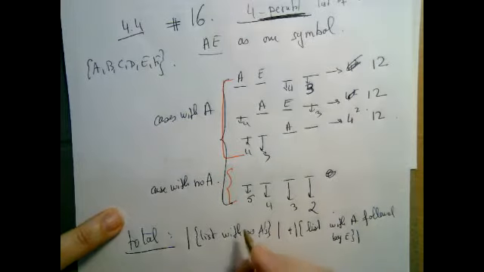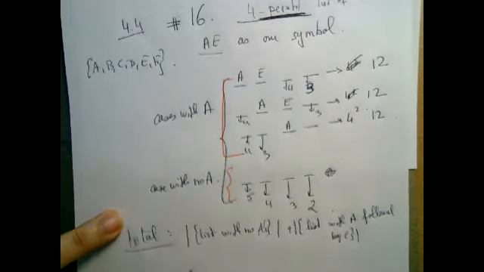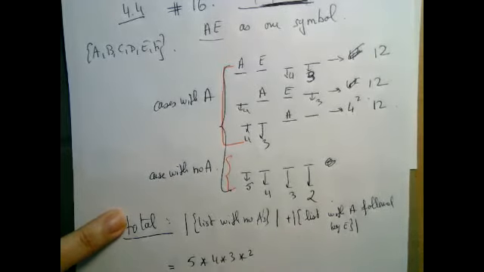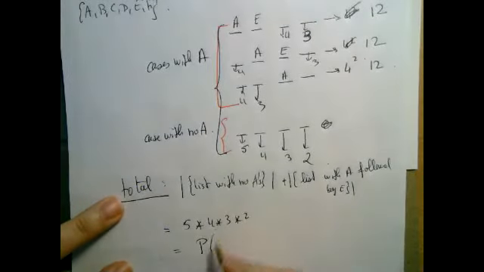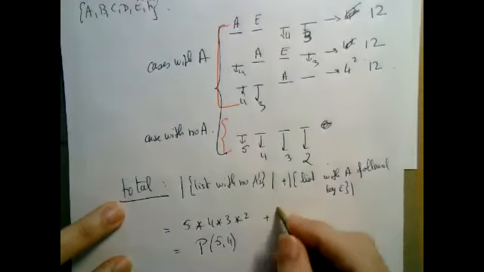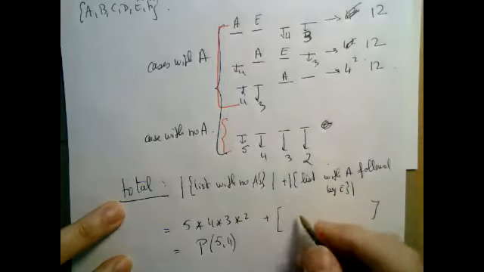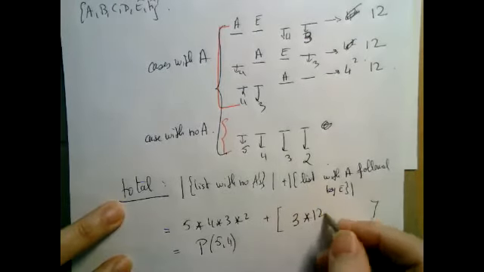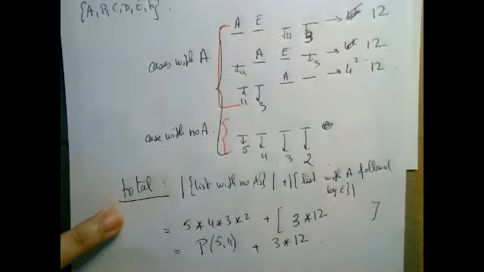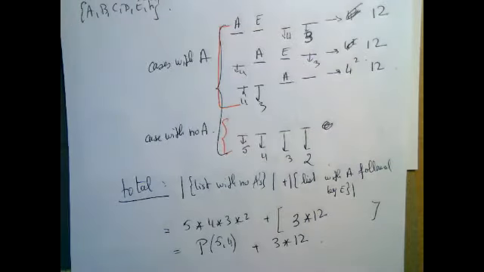With no A, that's a 5 by 4 by 3 by 2. Or if we use the word permutation, in this case we have a 4 permutation out of a set of 4 elements. The other one is just a sum of stuff. So it's going to be 3 times 12, plus 3 times 12. And now we just compute everything and we get the final answer.